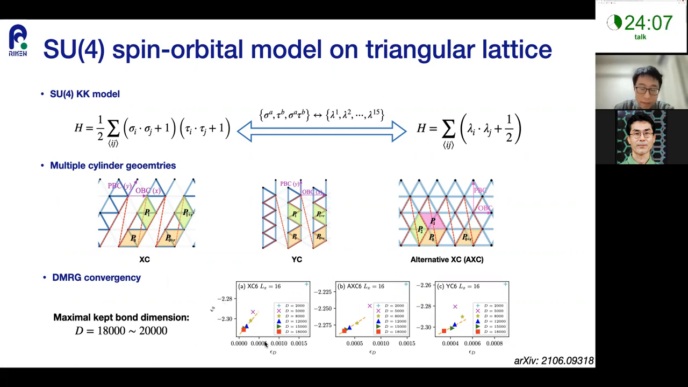and these figures show the relative ground state energy and the related truncation error with different bond dimensions, in the width equals 6 cylinders, which are also the maximal cylinders we consider in our work. You can see that our DMRG calculations are well converged.